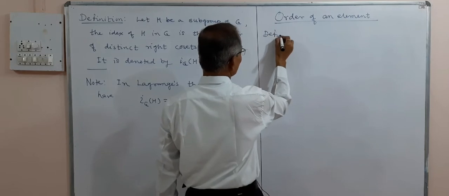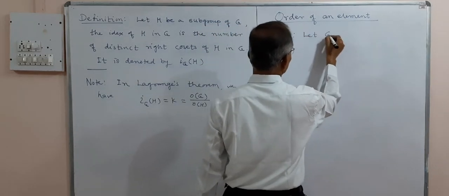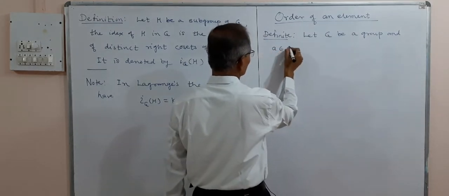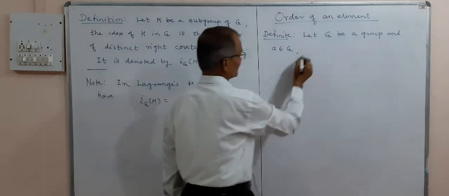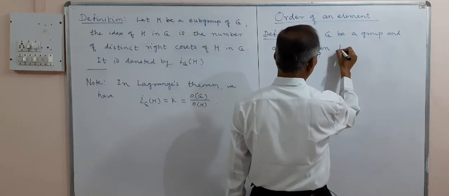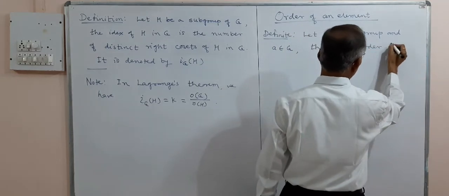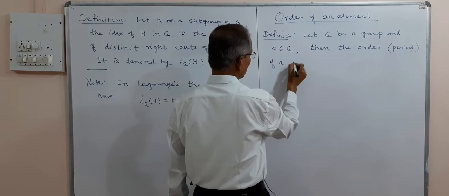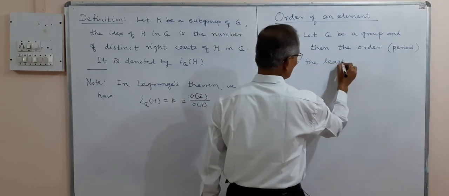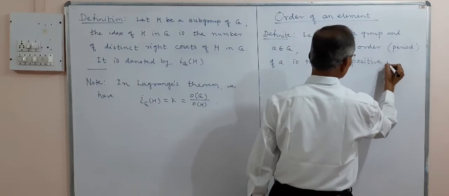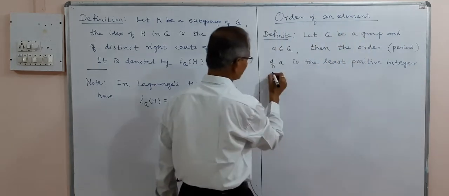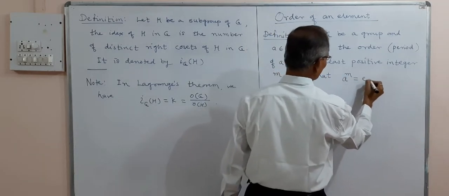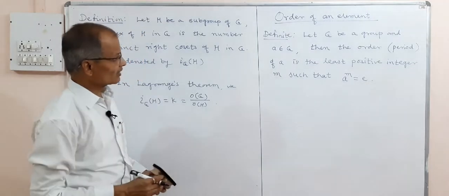So let G be a group and a belongs to G. Then the order of a, or it may also be called the period of a, is the least positive integer m such that a to the power m is equal to e. So then the order of a is m.